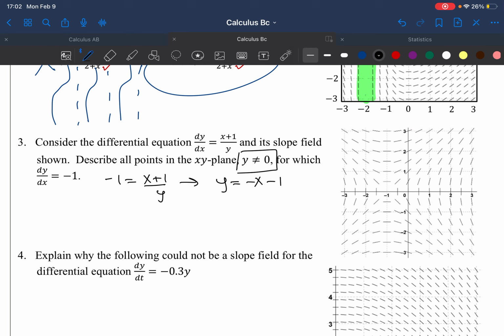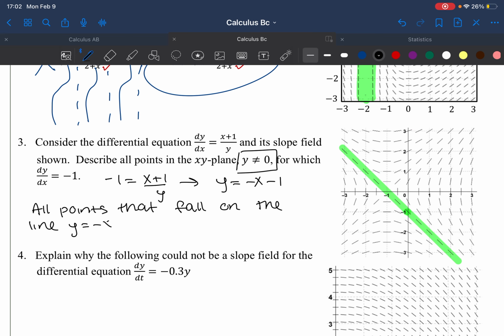I'm now going to take that equation and find that on the slope field. So y equals -x minus 1. It's going to go through here, negative slope, so it's right here. Notice that on that line where y is equal to negative x minus 1, all of those slopes are negative. So I'm going to say all points that fall on the line y is equal to negative x minus 1 have dy/dx less than 0, or in other words, the slope is negative.